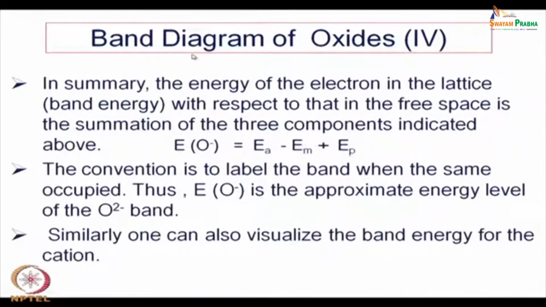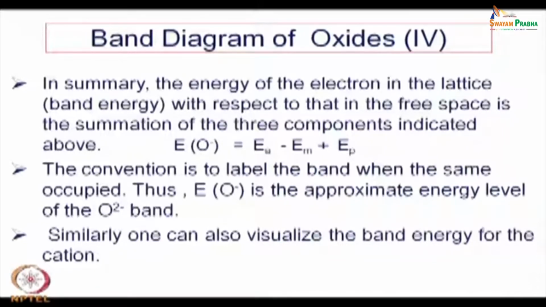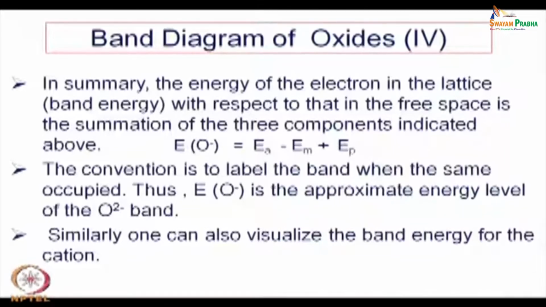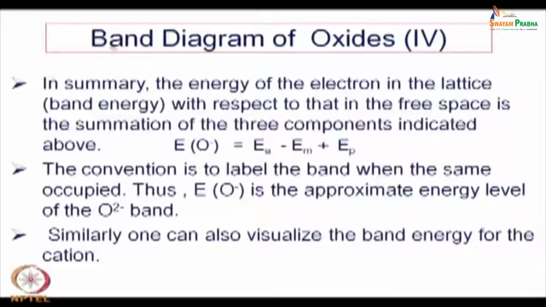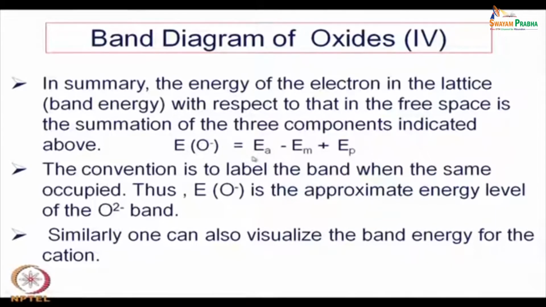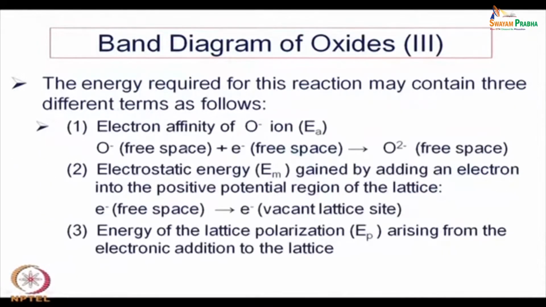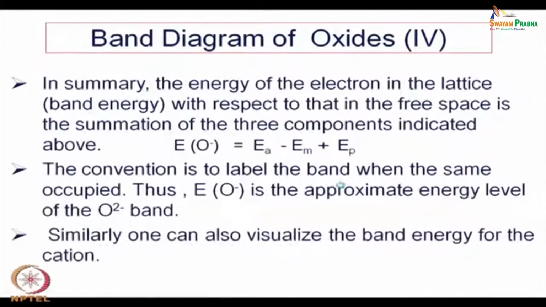So, the total energy change, in summary, the energy of the electron in the lattice band, or the band energy, with respect to that in the free space, is the summation of the 3 components indicated above. So, E O minus equals EA, which is the term explained earlier. This is a negative term because the energy is gained by this particular process. This is a gain in energy, and then EP is the polarization energy.